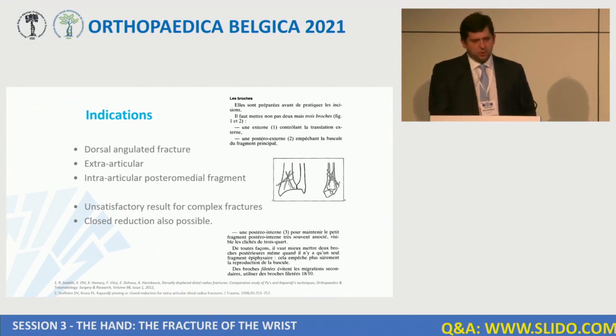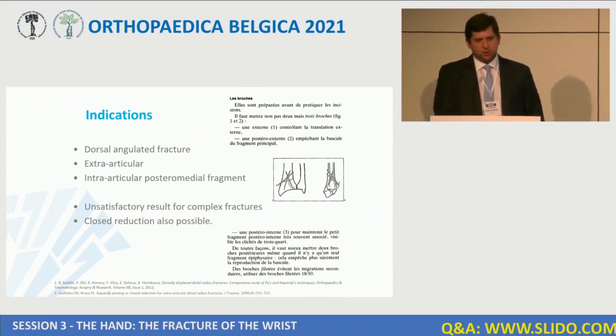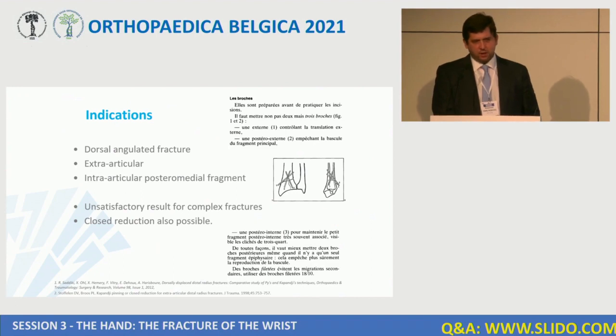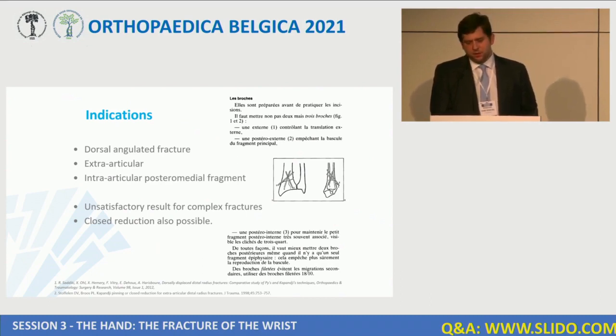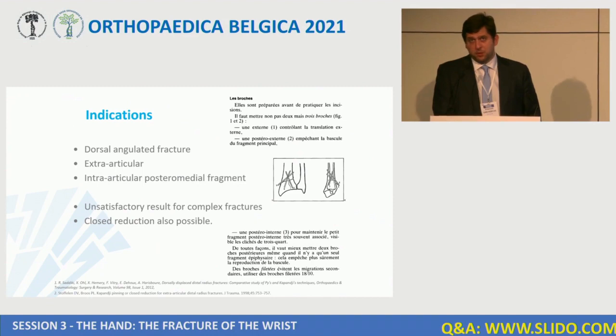Indications for the pinning were strictly set by Kapandji himself for dorsally angulated fracture, extra-articular or an easy intra-articular fragment. For complex fracture, this does not yield any satisfactory results. Also, we have to note that there's still a possibility for closed reduction in patients with monoblock fracture. There were some surprising things in the publication of Kapandji, which I will show you.